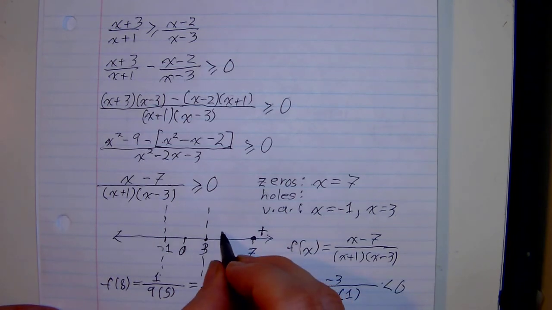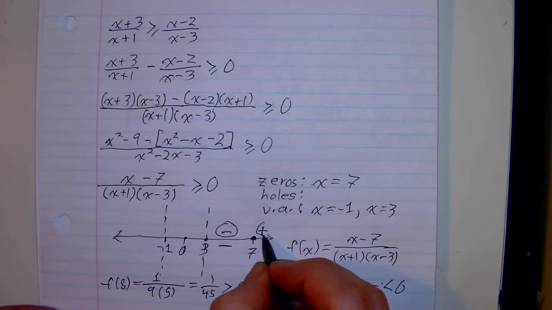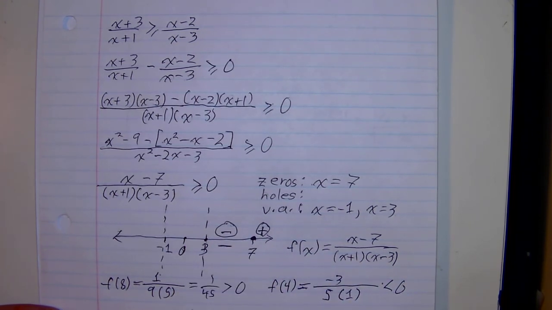So in this section here, I like to put the negative sign below. Some people like to put it above. So the function is negative between 3 and 7. Between negative 1 and 3, what integer is closest to 0? Well, the answer to that is just 0. So we'll calculate f of 0.